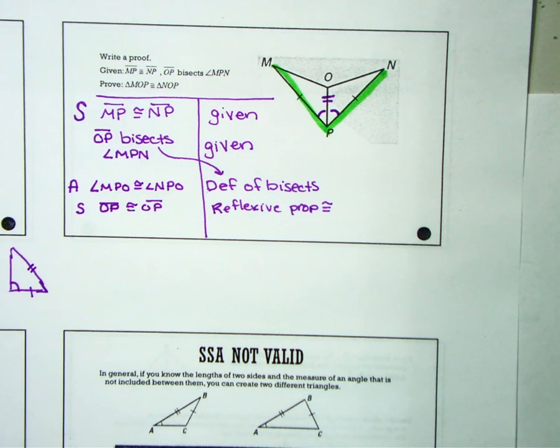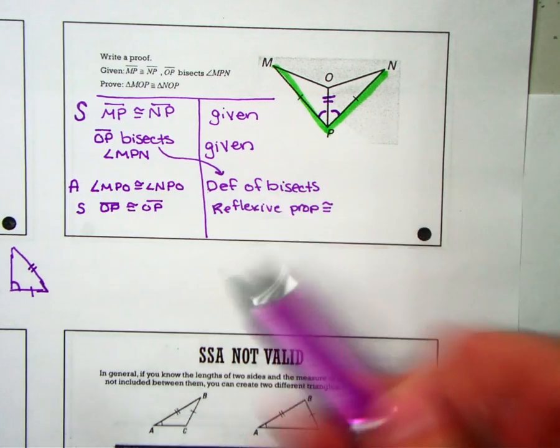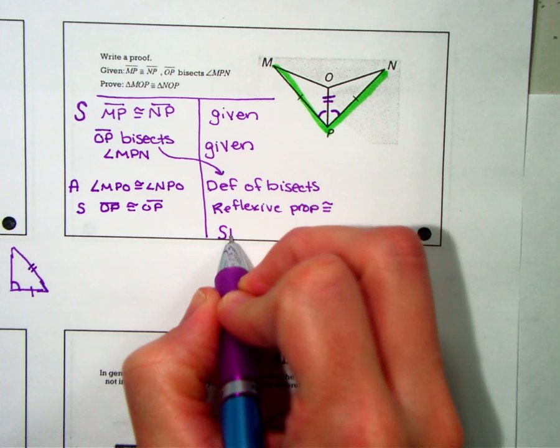So 2 days ago, we needed 6 things. That's why these are called triangle shortcuts, because there are 5 different combinations that you can use that will still show the triangles congruent. So one of them being side, that's not this one. Another one being our side angle side. So that's what's going to go here.